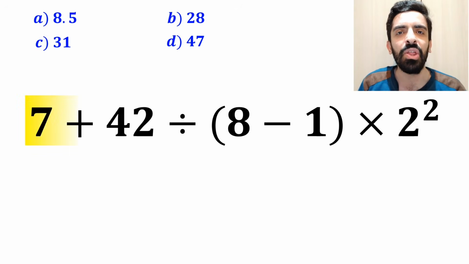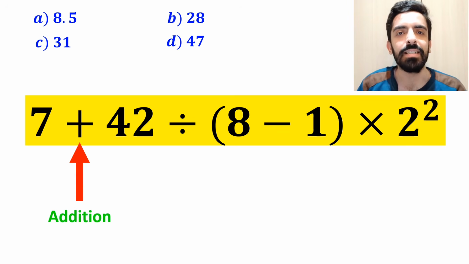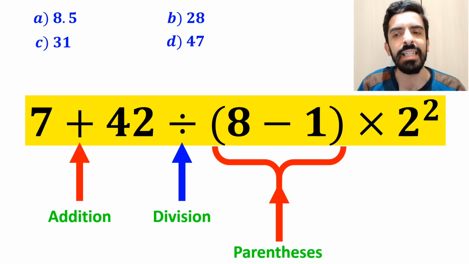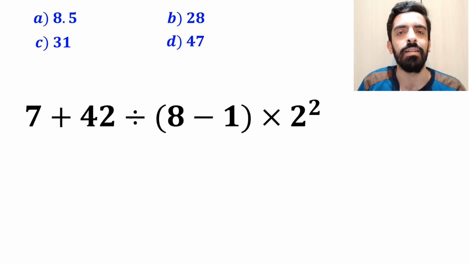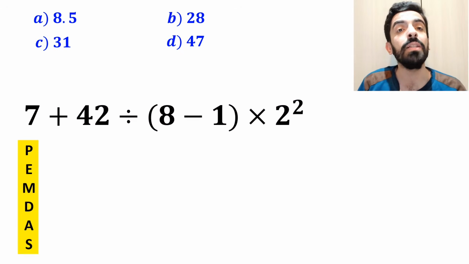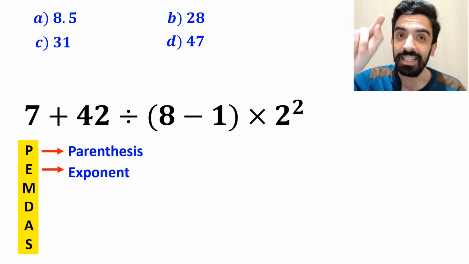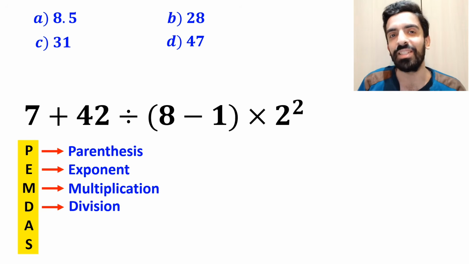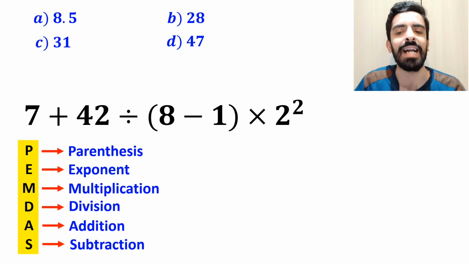Alright, now let me walk you through step by step how to solve this expression properly. As you can see on the screen, in this expression, first we have an addition sign, then a division sign, followed by parentheses, then a multiplication, and finally exponent. To solve this question, we must follow the PEMDAS rule. In this rule, P stands for parentheses, E stands for exponent, M stands for multiplication, D stands for division, A stands for addition, and S stands for subtraction.